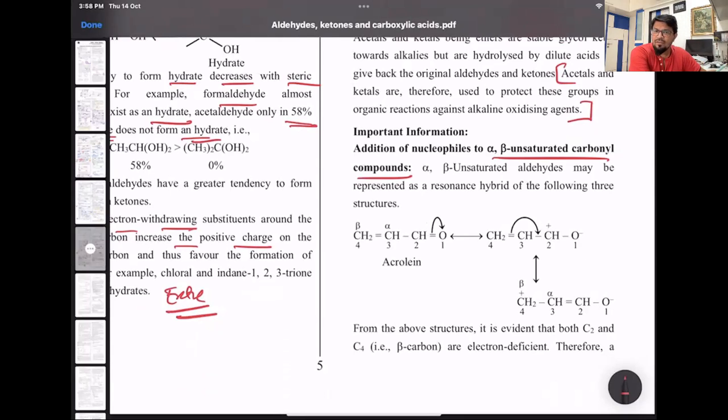I hope everybody knows now alpha, beta to the functional group, the carbon atom derives. So here this is CHO, your functional group. First is alpha, next to it is alpha, and next is beta. That's acrolein. They may represent, but they have resonating structures.